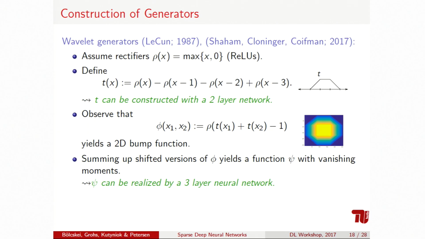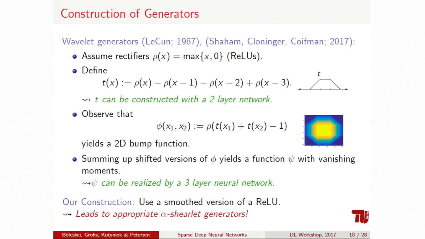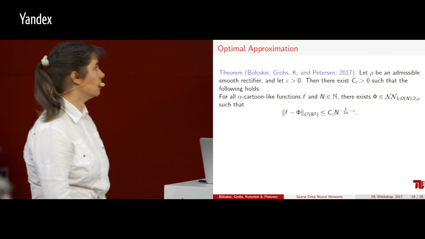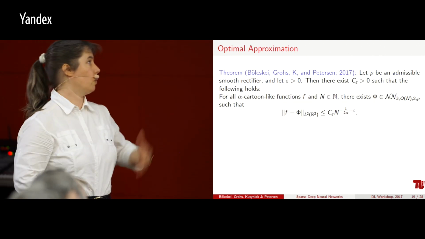For us, we need one technical detail because these do not yield differentiable functions. So what we do in our theory is smooth out the ReLU so that it becomes differentiable, and then we basically work through the whole program. Okay, so now we can combine everything. We get our optimality result, or one version of it.